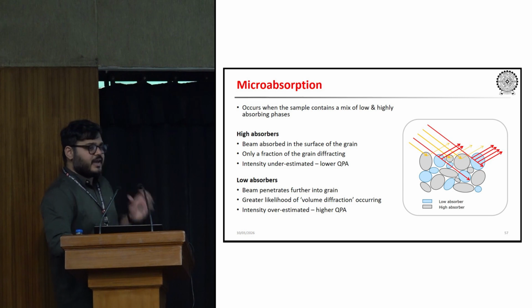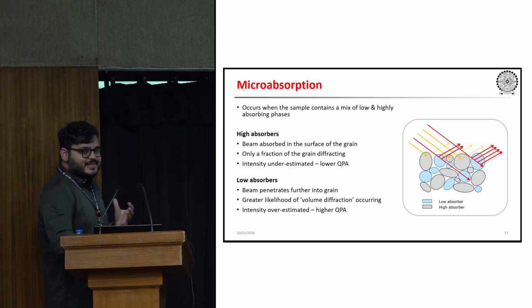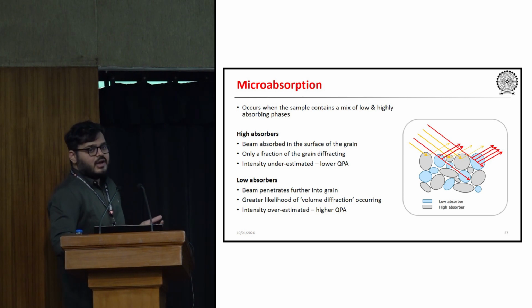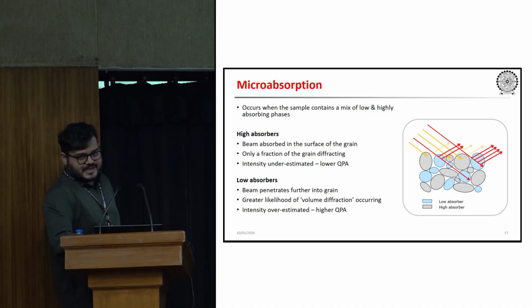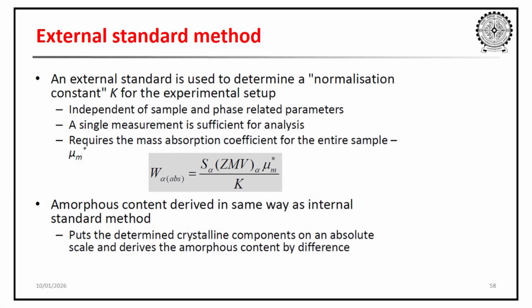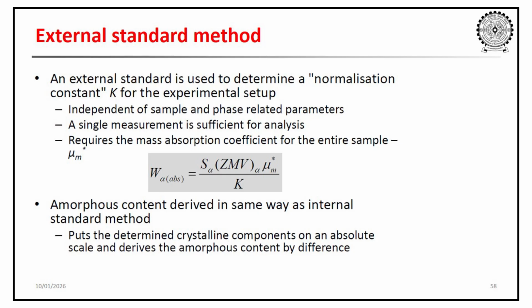So this is why it is very important when you're choosing your internal standard, it should have a similar mass absorption coefficient to that of your actual sample. And for cement, like I said, corundum, zincite and rutile are very commonly used. Right? In order to overcome the pitfalls of this internal standard, there is a method known as the external standard method. This is known as the K factor or the G factor method.